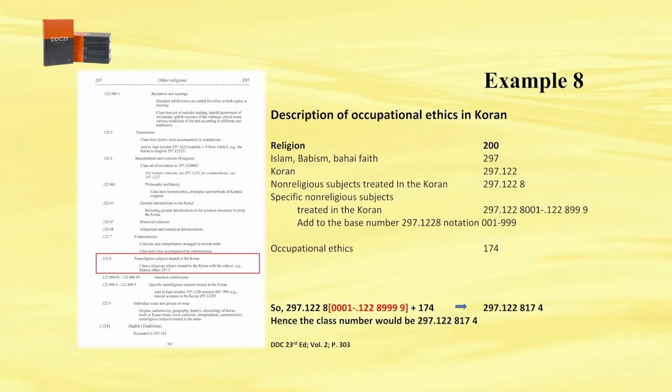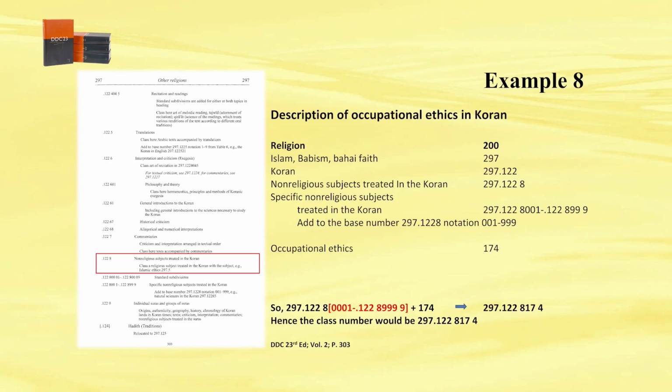The number is 297.122 080 01 to 297.122 8999. You will find it on page number 303 of volume 2. And there is an instruction. It tells us to add to the base number 297.1228 the notation 001 to 999. It means any subject you can add with this instruction because it allows us to use from 001 to 999.